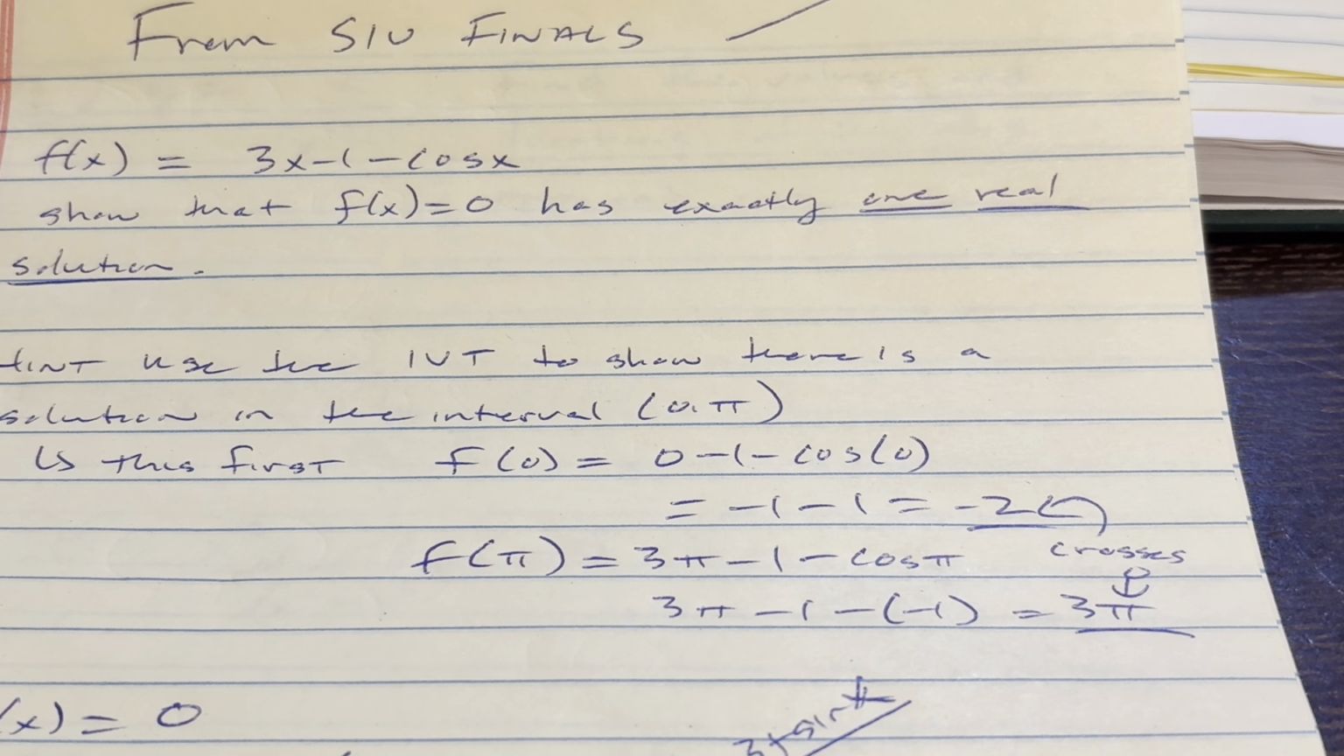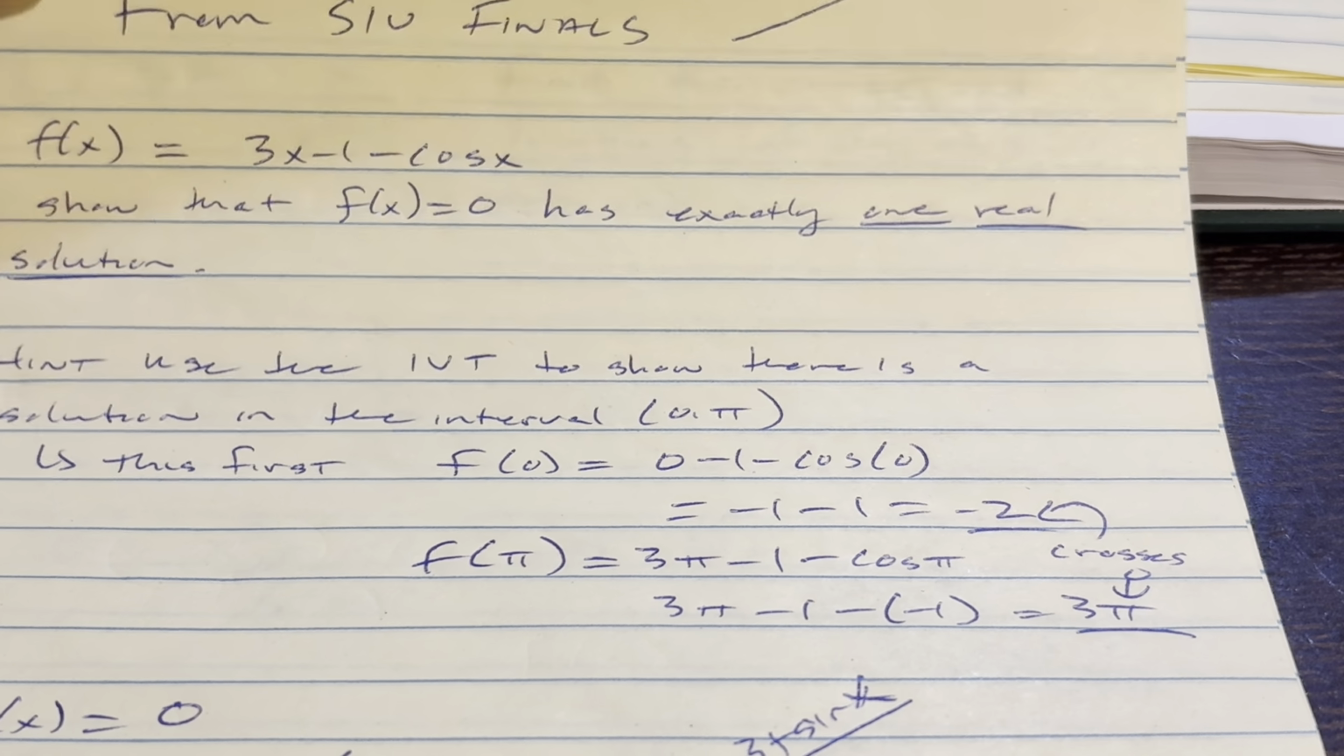So that's what we're getting at. You saw that the solution crossed the x-axis between 0 and pi, and because the derivative is always positive, it's never coming back down again. So it can never cross the x-axis again.